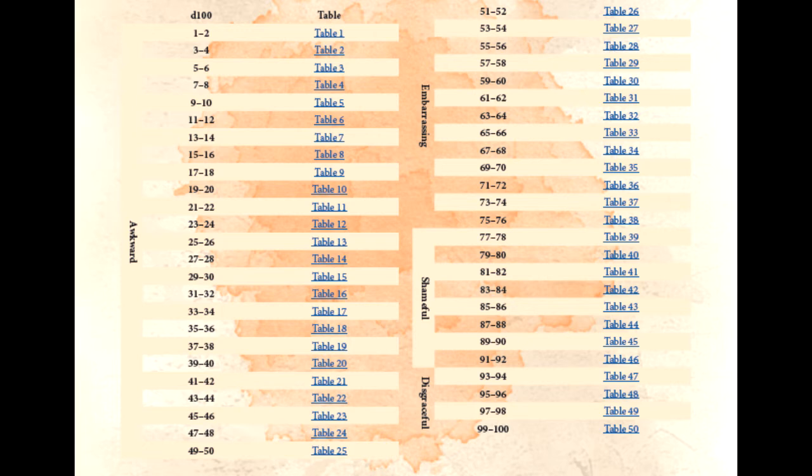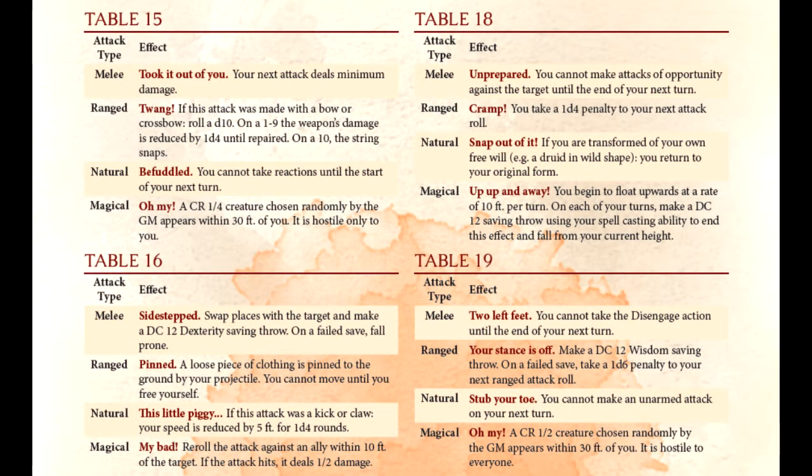If a save is allowed to avoid an ongoing effect, the player character or creature can repeat this save at the end of each of their turns for free. If an effect would not make sense or does not apply in the specific situation, you simply roll again, or ignore it for speed of play. Now let's talk about some of these tables.